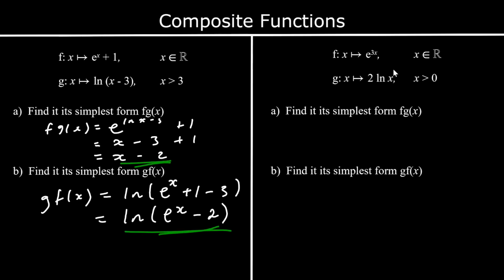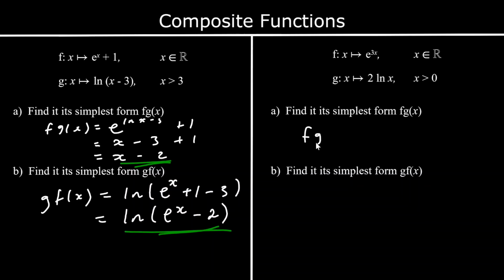One for you to try. Pause the video and give it a go. So f of x is e to the power of 3x. g of x is 2 ln x. So find in its simplest form fg of x. So g into f. So our g function into our f function.